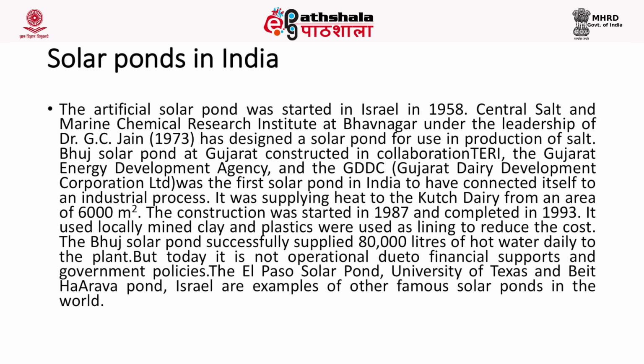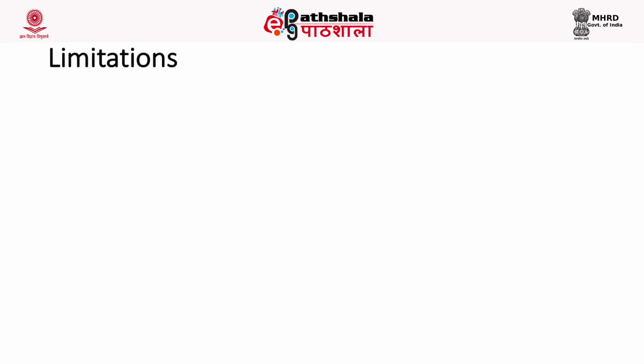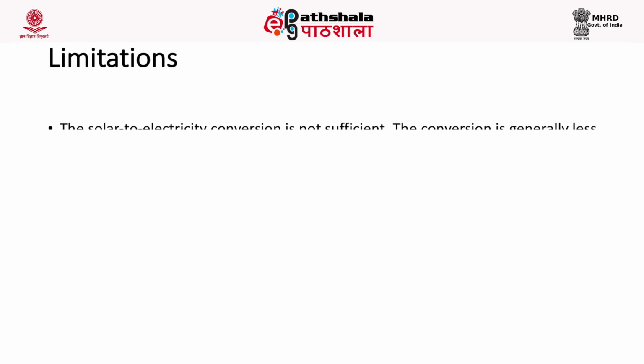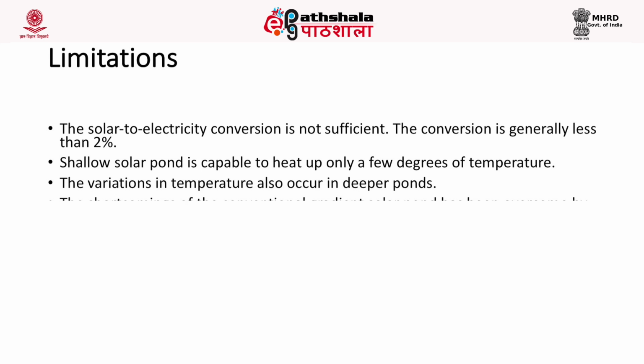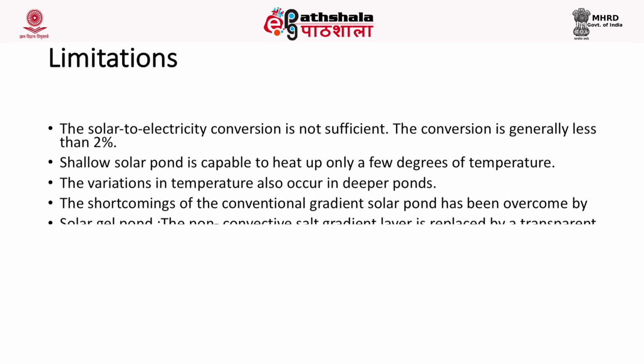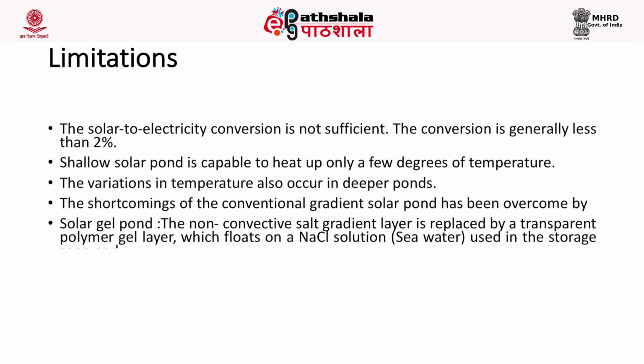The El Paso Solar Pond, University of Texas, and the Beit Ha'arava Pond in Israel are examples of other famous solar ponds in the world. The limitations are that the solar to electricity conversion is not sufficient. The conversion is generally less than 2%. A shallow solar pond is capable of heating up only a few degrees of temperature. Variations in temperature also occur in deeper ponds.